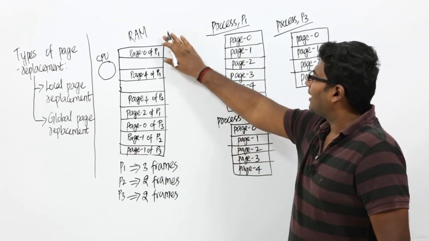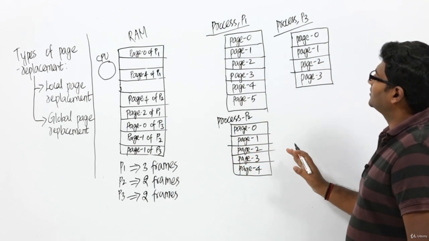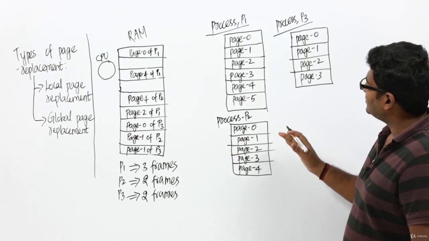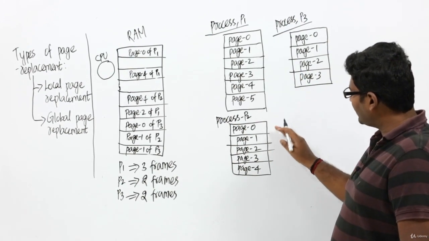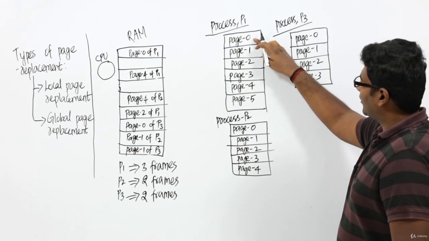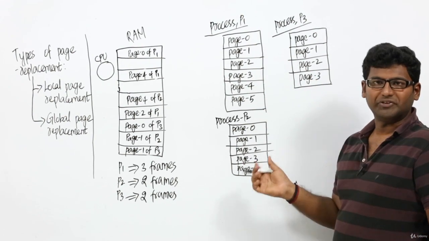Let us assume we have a RAM and we have three processes named P1, P2 and P3. P1 has 6 pages, P2 has 5 pages and P3 has 4 pages. See, it is starting from 0, right? So from 0 to 5 it is 6 pages.